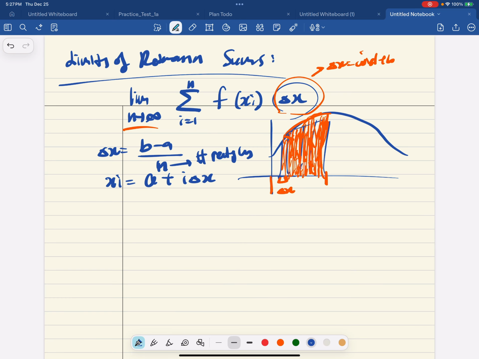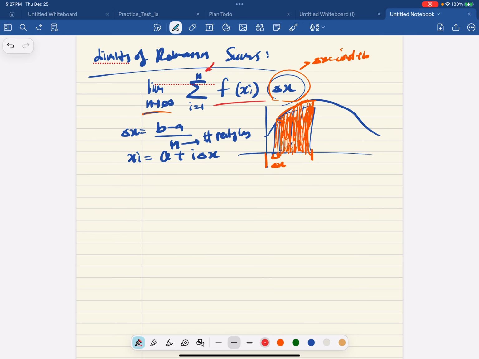So now if the number approaches infinity, this notation here is basically saying repeat this process from i equals 1 to n, where n is infinity. So we're being told that n is approaching infinity, and we're going to repeat this process an infinite number of times. But it's actually not too complicated to do that.